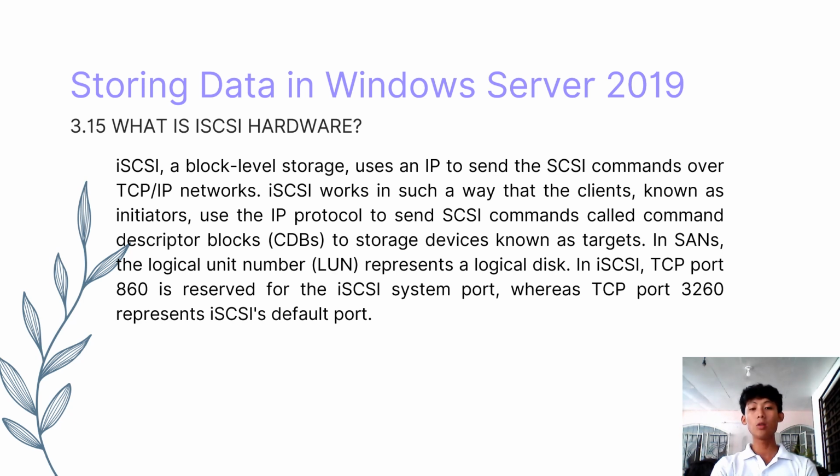iSCSI works in such a way that the client, known as the initiator, uses the IP controller to send SCSI commands, called command descriptor blocks, or CDBs, to the storage device known as the target. The logical unit number, or LUN, represents a logical disk in iSCSI. TCP port 3260 is reserved for the iSCSI system port, representing iSCSI's default port.